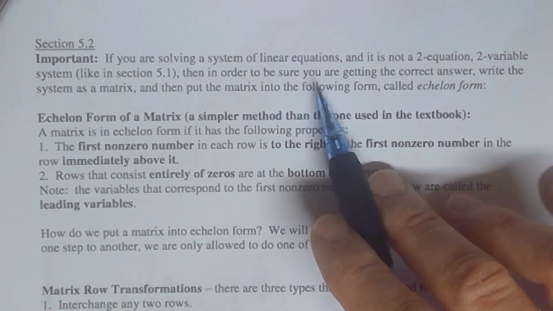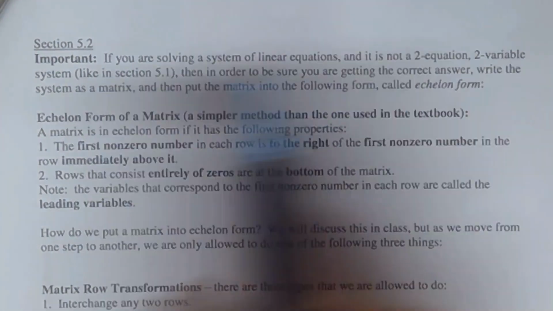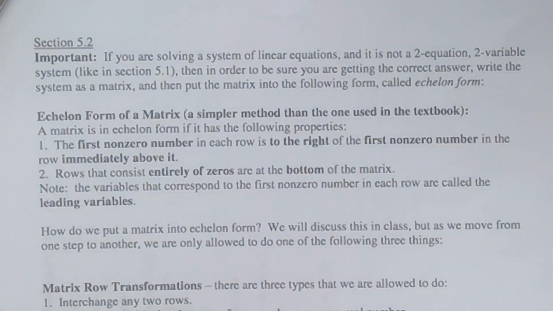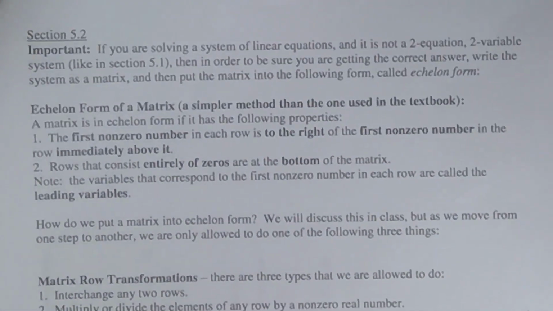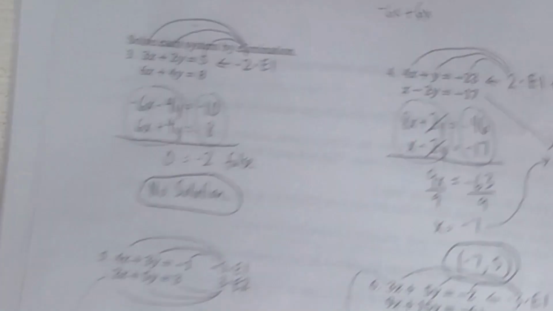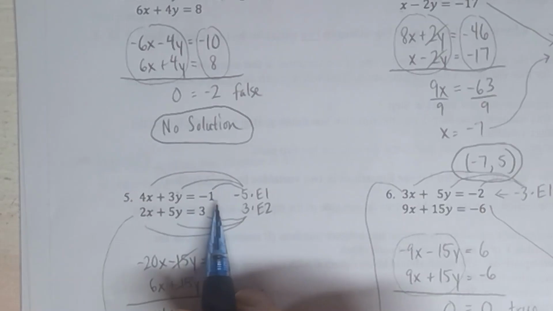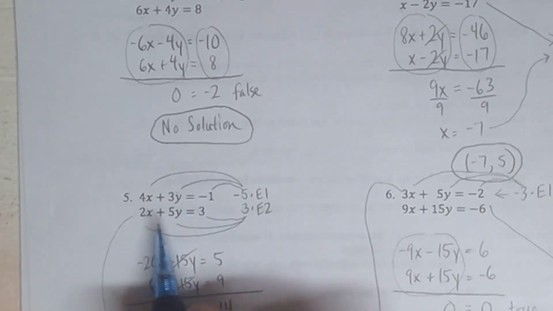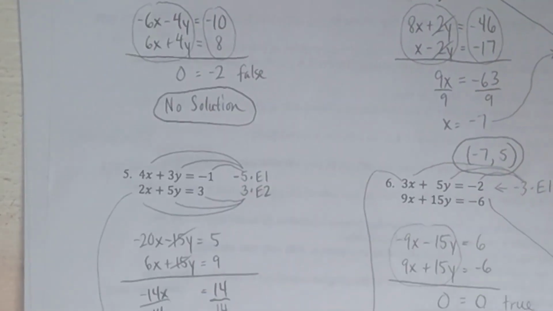Let me read this important opening paragraph here. It says, if you're trying to solve a system of linear equations, just like we did in the last section, 5.1. What did we do in that section? We did these problems right here. Again, as it mentions, it's two variables, two equations, and they're linear, okay? And the ones today will be as well.